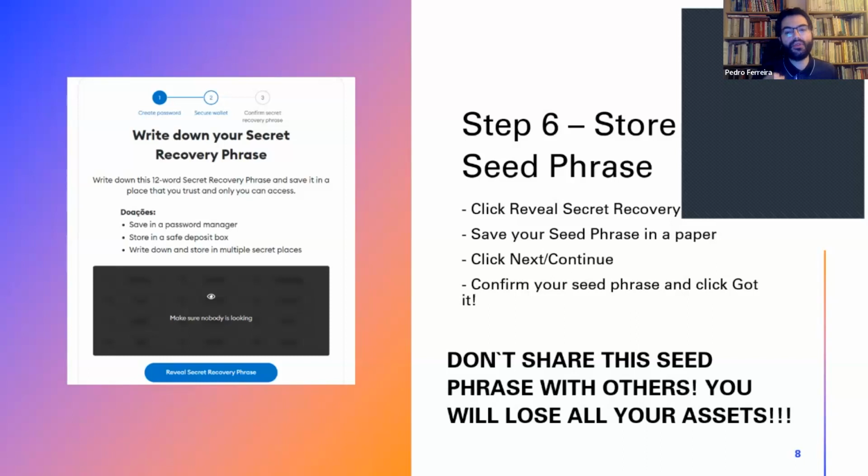Then it will ask you to store your seed phrase. The seed phrase is what gives access to your wallet, so do not share it with anyone. You need to put that on paper. Don't save it on your computer. It's not safe. In this case, it's just a demonstration, so you can save it on your computer. But if you are going to create a new wallet and want to save assets in there, don't share it with anyone and don't save it on a computer.